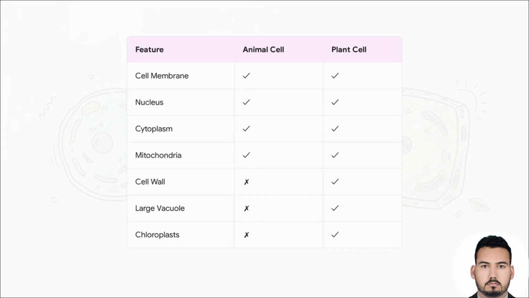But then, bam, you hit that dividing line. The cell wall? Nope, not in an animal cell. That huge vacuole? Animal cells don't have it. And the chloroplasts? Purely a plant thing. That's the difference right there.